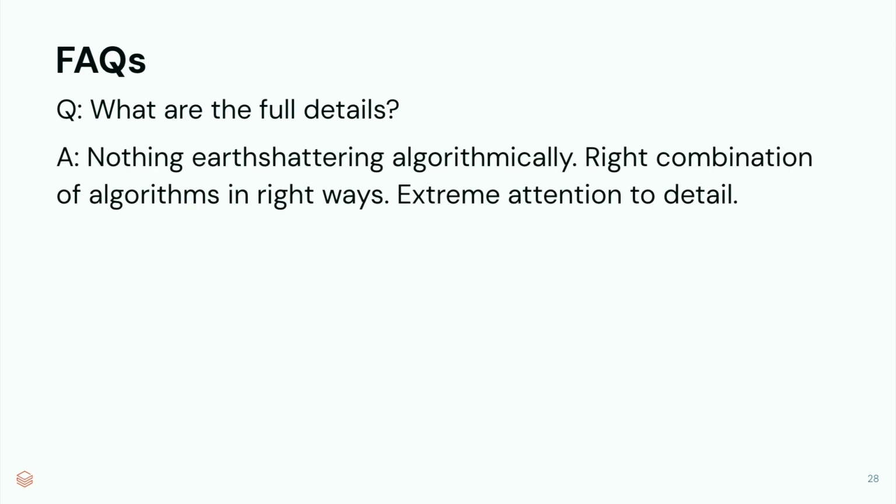And so now I think there are some frequently asked questions that we could go over here. The question that a lot of people would be asking is, what are the full details? Again, there's nothing super algorithmically earth-shattering here. It's the right combination of algorithms in the right way. Basically, we spend a lot of time thinking about how much data we should generate, how we score responses, what algorithms we should use, how we can be very concretely scientific with what we are doing and what our end goal is.